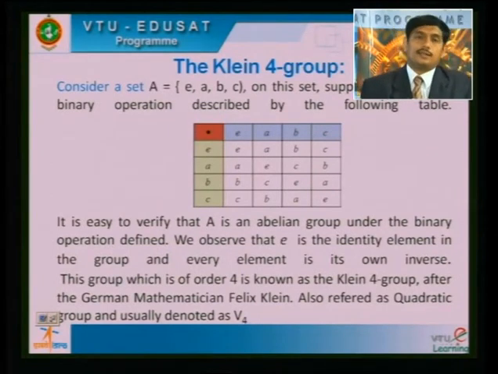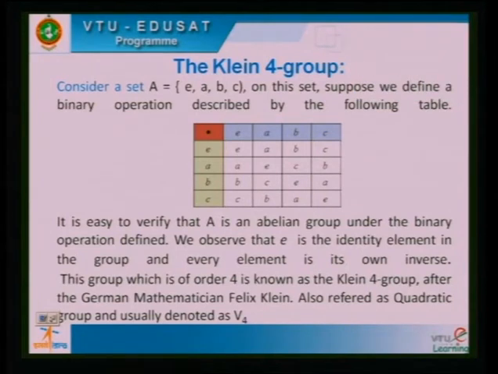Now, we give another example, that is Klein's 4 group, after the German mathematician Felix Klein. What is Klein's 4 group? There are 4 elements, e, a, b, c, and all of them are self-inverse. Self-inverse means a is equal to a inverse, b is equal to b inverse, and c is equal to c inverse. That is the Klein's 4 group.